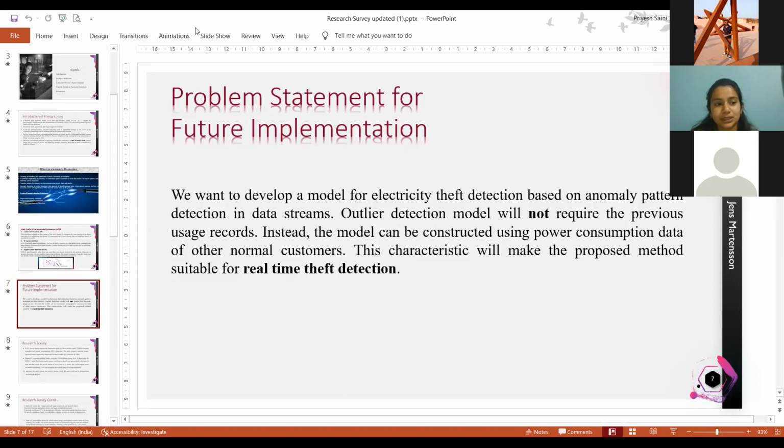Now comes the research survey, which will be detailed by Priyesh Saini. Thank you, Ayushi, so much. Thank you for the well-presented introduction. So let's start with the research survey.